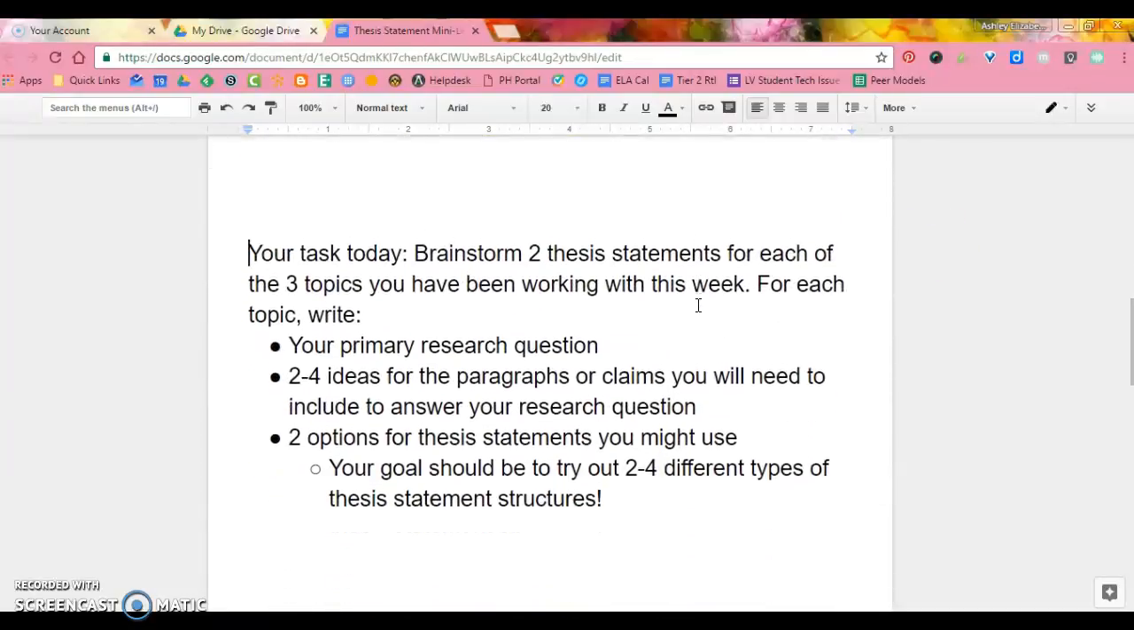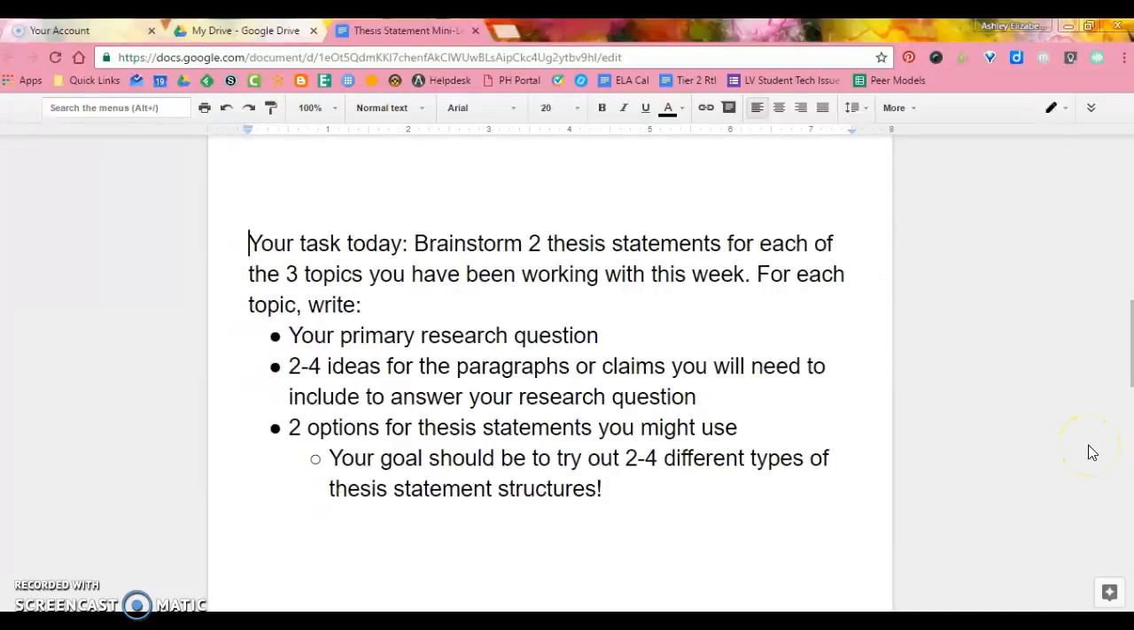So today, your task is going to be to brainstorm 2 thesis statements for each of the 3 topics that we have been working with this week. Again, I know that you've been spending some time with all of these different ones, and it's going to be important because next week we're going to be working on deciding which topic you're actually going to move forward with. So it's important for you to do all of this playing with the different topics so that you can pick the one that's really going to be the best for you, that you feel like you can have the most success with.